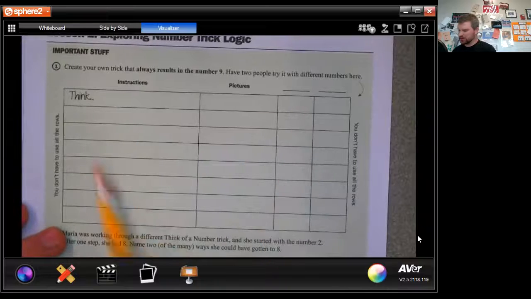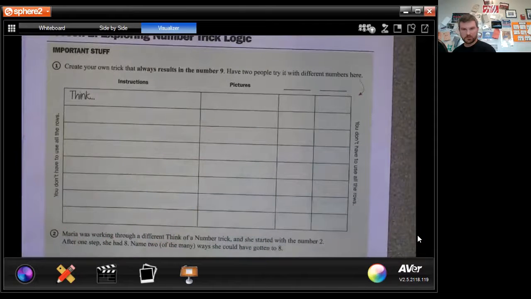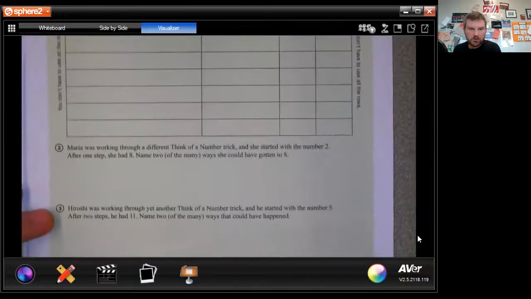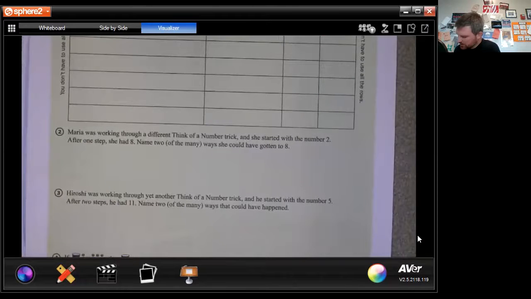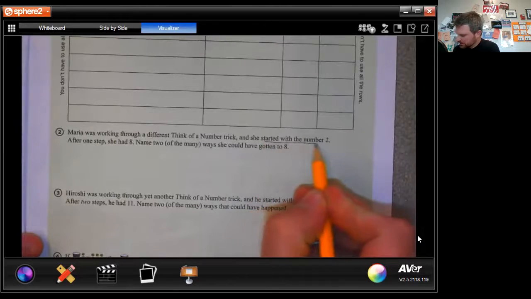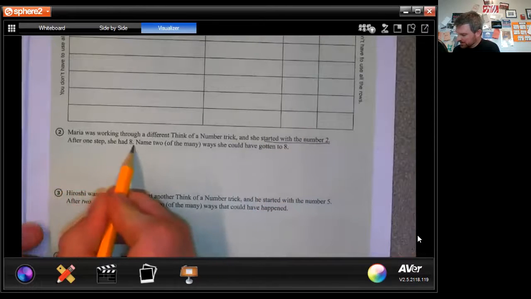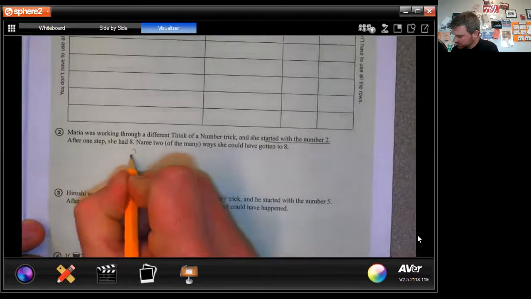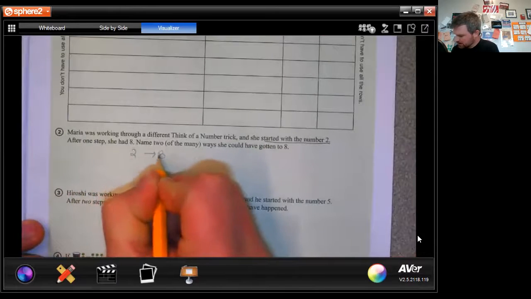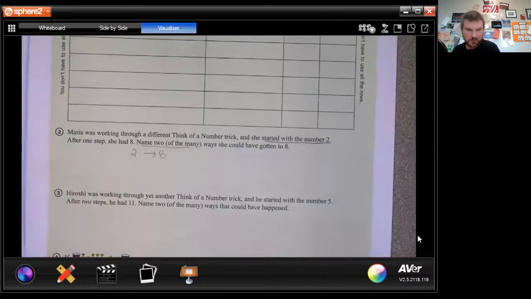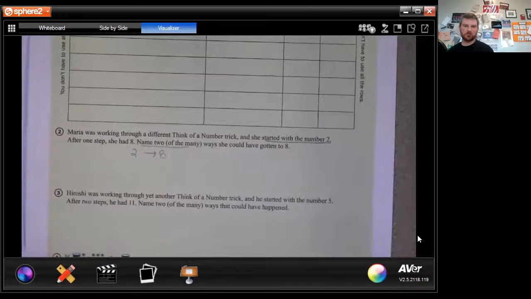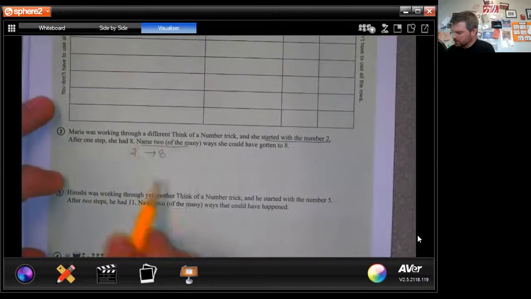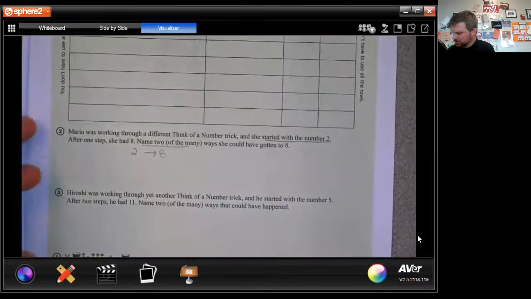You should have created your own, and we went over some of these in class. Okay, so Maria was working through a different think of a number trick, and she started with the number 2. After one step, she ended in 8. So she went from 2 to 8. Name 2 ways that she could have got there. I'm going to do one, and then I'll leave one for you to do. So how can I go from 2 to 8?